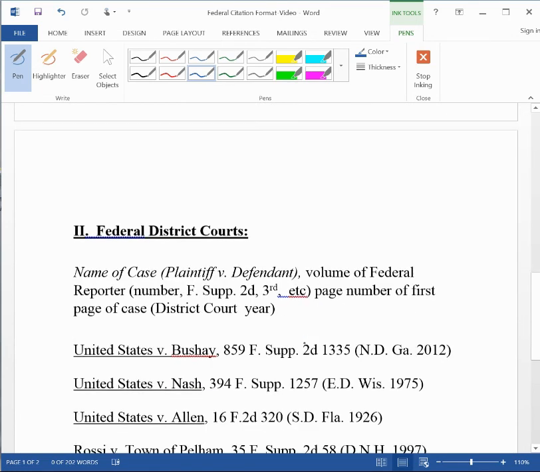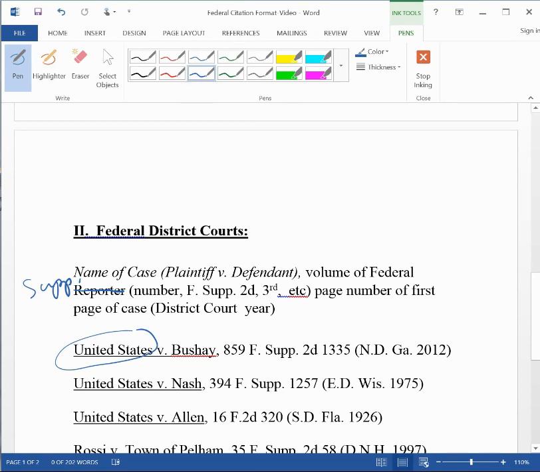For federal district courts, it's a very similar convention, which is that we have the name of the case, plaintiff versus defendant. Again, these are criminal cases, so the plaintiff is the United States. The volume of the federal, it's not the Federal Reporter, but it's the Federal Supplement, which is the kind of reporter that it is. So you have number F sup period second, third, etc., and the page number of the first page of the case, and then in parentheses you have which district court it comes from and what is the year.